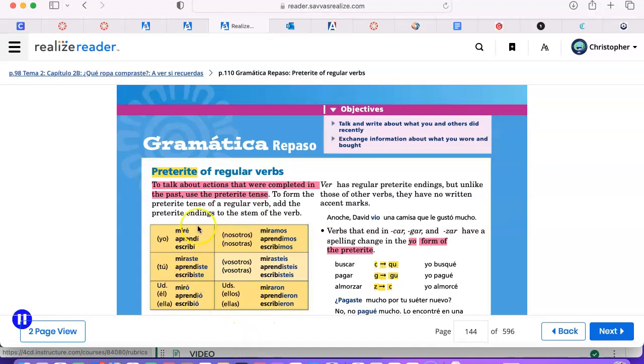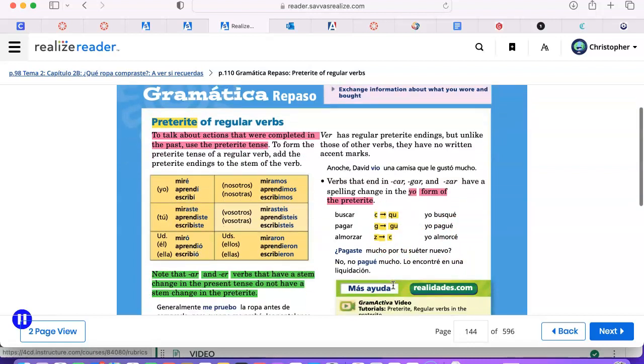So there you have your endings for AR, ER, and IR verbs. Mirar is your example AR verb. Aprender is your ER verb. And escribir is your IR verb. So you have the endings for each of those 3 in the preterite. If you're talking about yourself, as you will be for your warm-up question, more than likely using the yo form, well, remember, car-gar verbs have that spelling change that happens only in the yo form. You can see that articulated there on page 110.